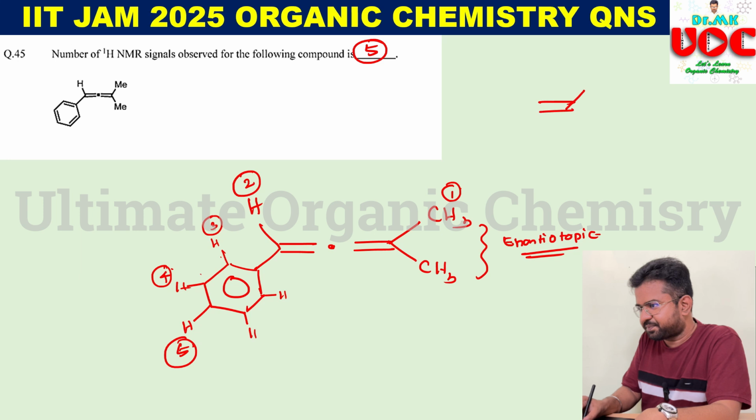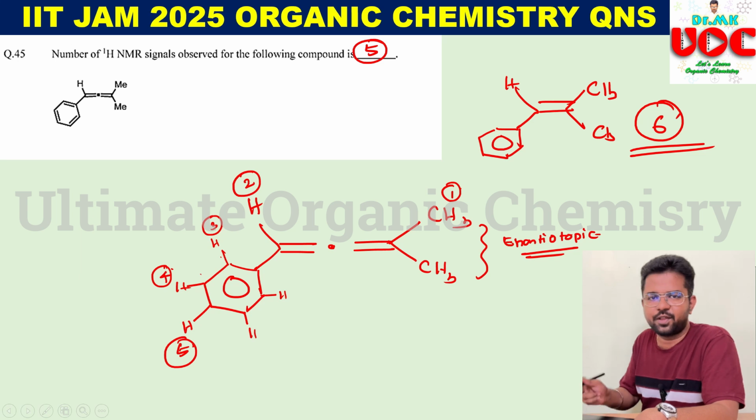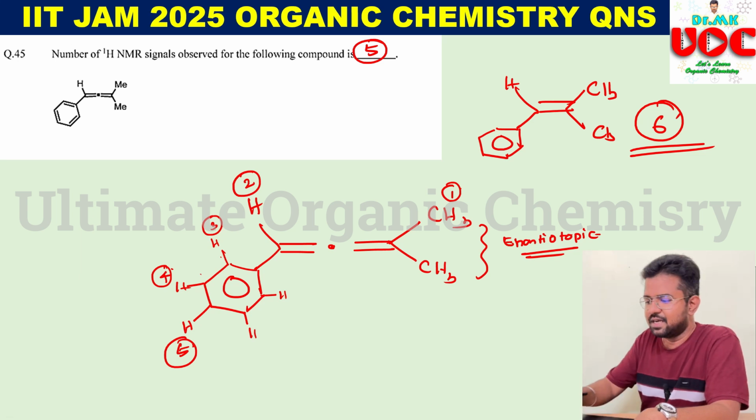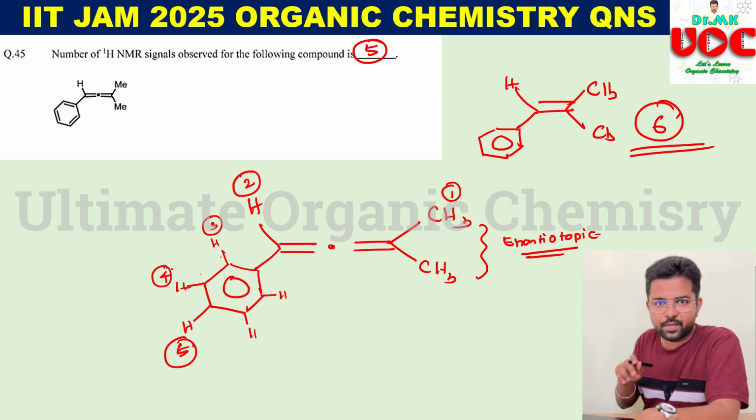If it is an alkane system, then you will get 6 peaks for the given molecule, because these two methyl groups are diastereotopic in nature. So diastereotopic protons can be identified by using proton NMR technique. But this is not the question that they have asked. They asked a question for alkenes.